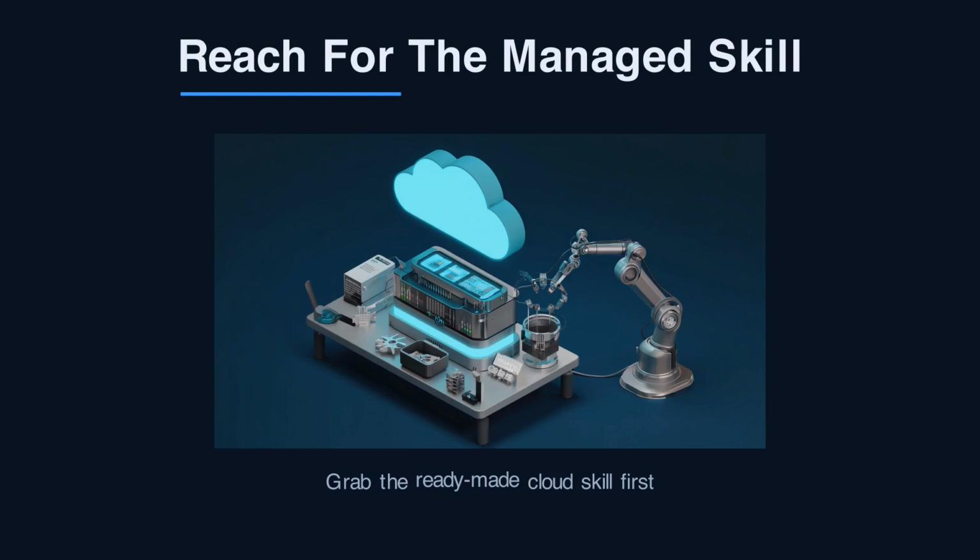We'll cover three things. First, when the managed skill beats your own model. Second, abstractive versus extractive output. Third, a gotcha in the async API that trips everyone.